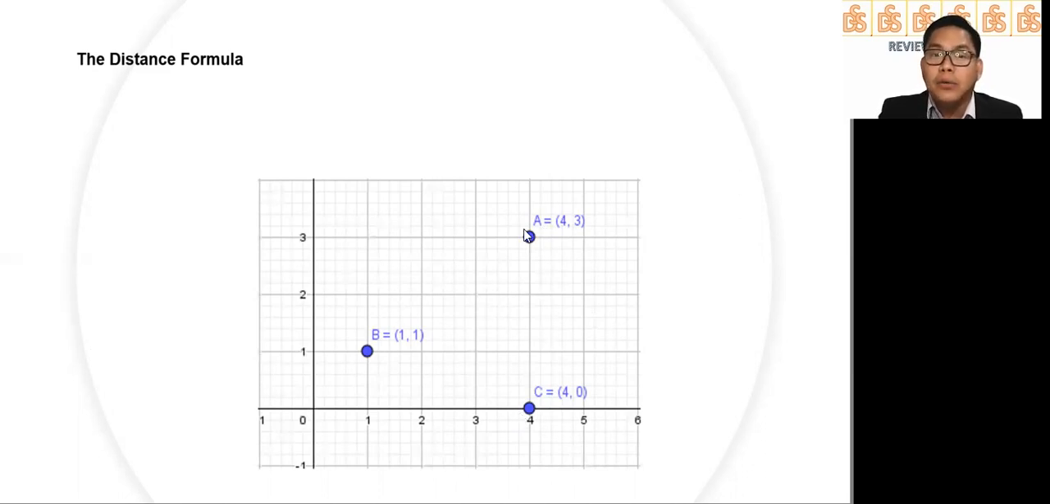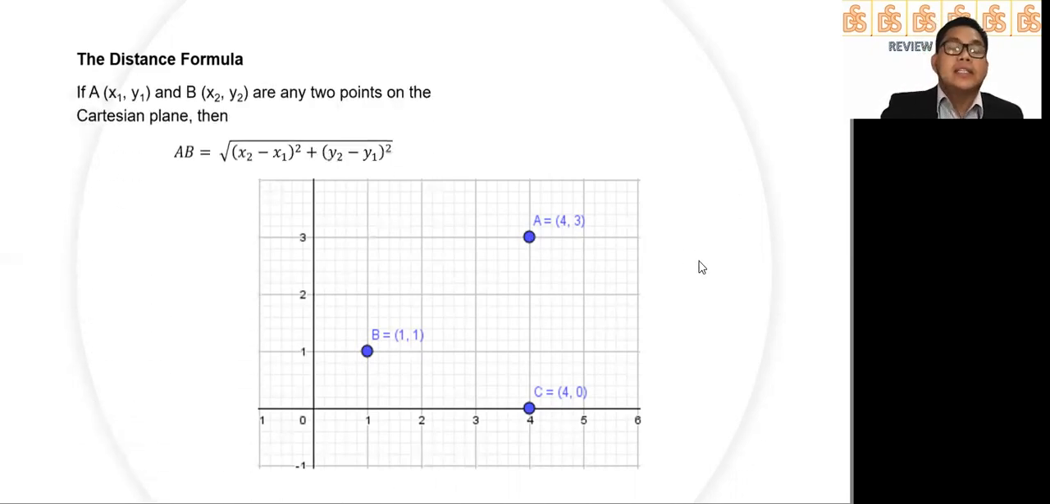However, when we are looking for the distance between A and B, we cannot simply count the units because they are not aligned. The distance from this point up to this point is not 1 unit anymore. It is more than 1. Remember, this is already the hypotenuse side. So in that case, we need a specific formula to identify the exact distance from A to B and B to C.